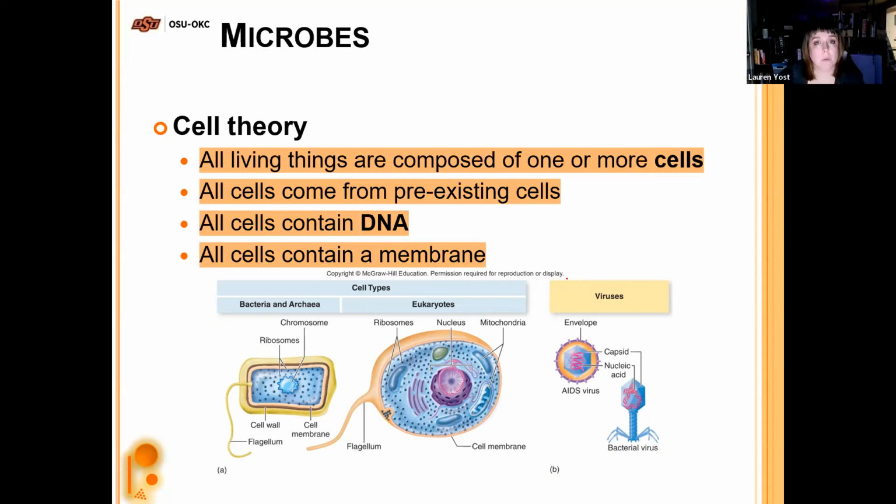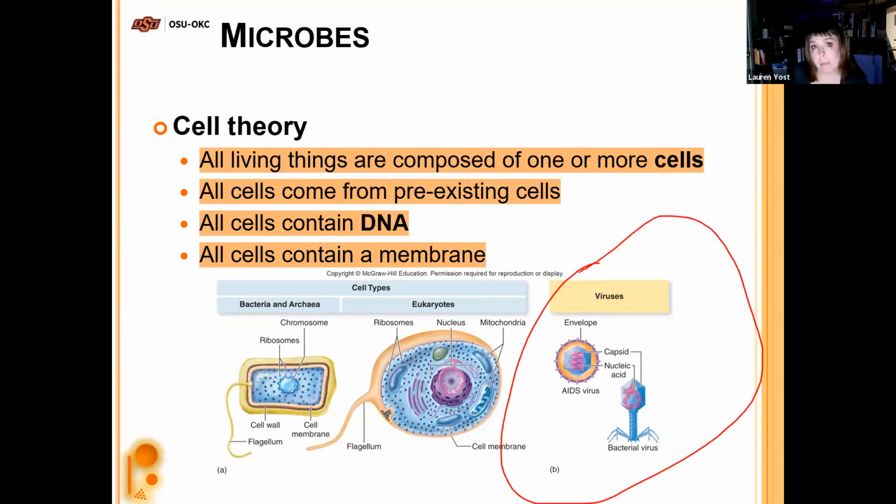Cell theory. So this is a big one. How do we categorize something as being alive or not alive? We're going to go by the concept of cell theory for this course. Basically, all living things are made of one or more cells. If it's not made up of one or more cells, we will consider it not alive. All cells come from pre-existing cells in order to be considered alive. All cells contain DNA in order to be considered alive, and all cells contain a membrane in order to be considered alive. Viruses do not fall under these categories.